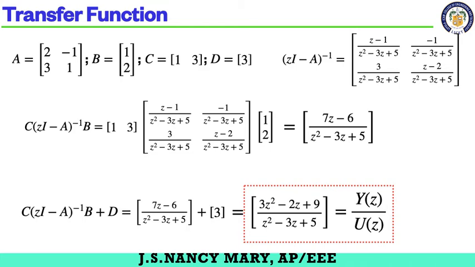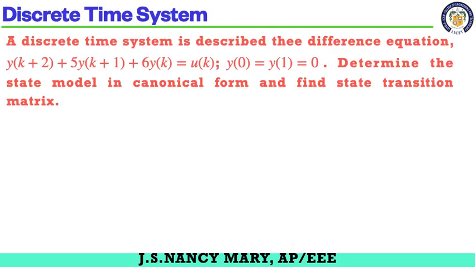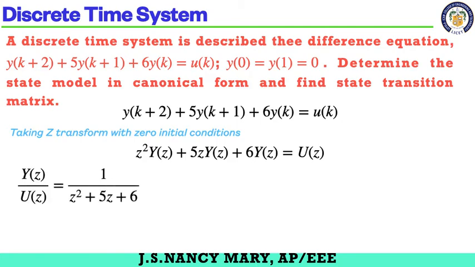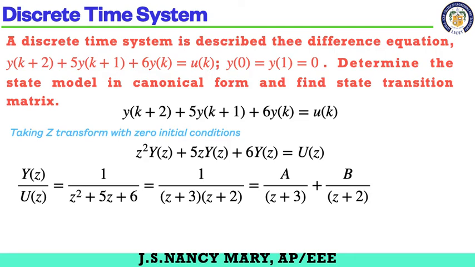Okay. Now we will see the next one, a discrete time system. They are asking you to find out the canonical form and also the state transition matrix. So this is the question they have given you. First you need to take the z transform with zero initial condition. So y of k plus 2 is defined by z square y of z, 5z into y of z, 6 into y of z, which is equal to u of z. So when I'm taking the transfer function, I'll be getting 1 by z square plus 5z plus 6, which is represented by (z plus 3) into (z plus 2). So here, take the partial fraction. So finally, you will get A is equal to minus 1 and B is equal to 1. So I'll substitute it.